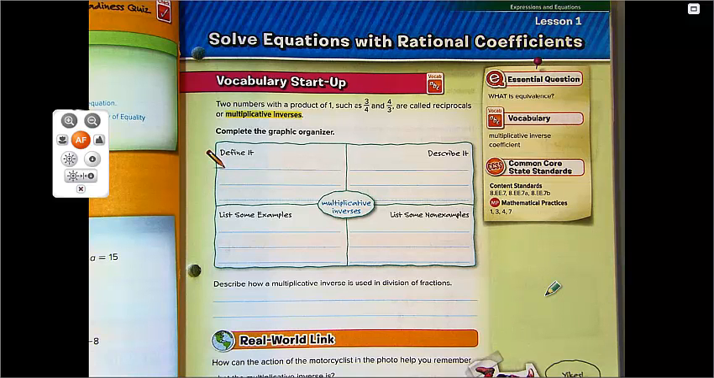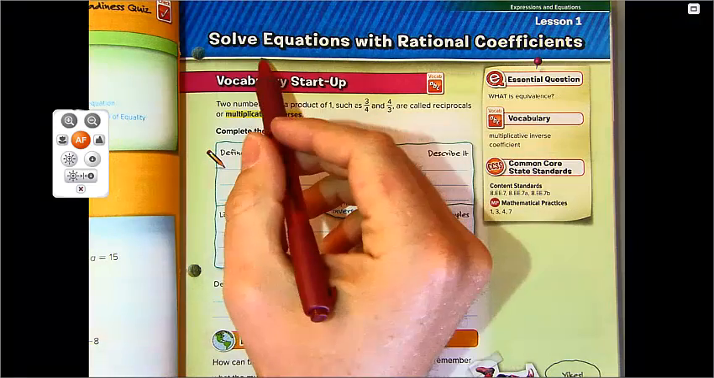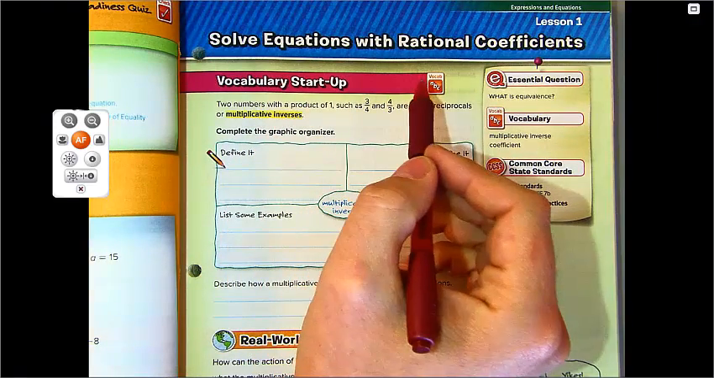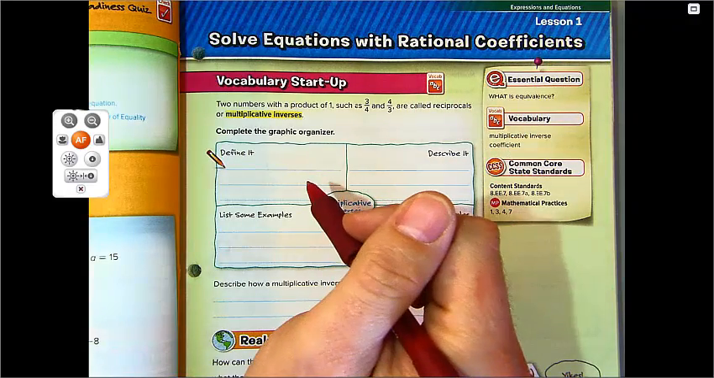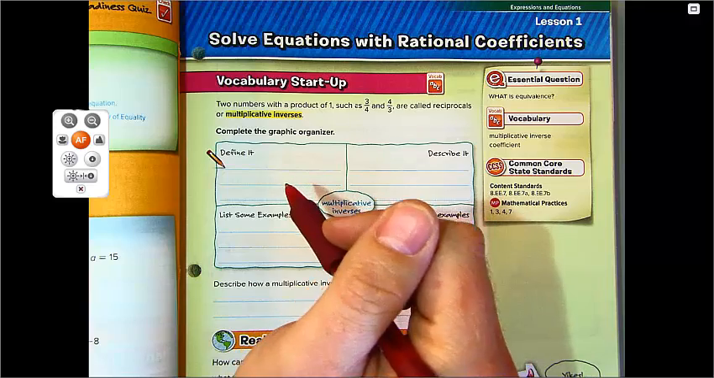All right, class, this is Mr. Neugebauer. I'm going to be showing you guys kind of what to do on this first section of Unit 2. So you should go to page 111, and it should say Solve Equations with Rational Coefficients, Lesson 1 at the top. That's page 111. So if you need to pause and get there, feel free to do so. All right, here we go.